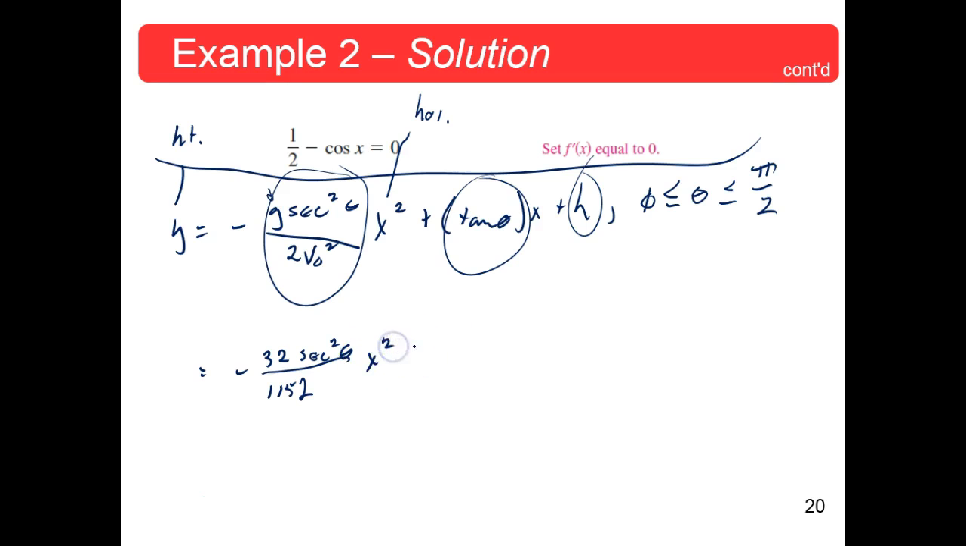X squared plus tangent theta, we don't know that either, times X plus 9. There's what your Y is, where theta is a constant, we just don't know what it is now. So how are we going to get the maximum horizontal distance?